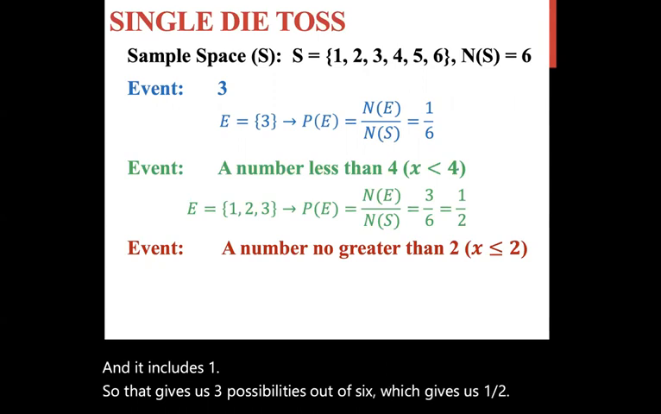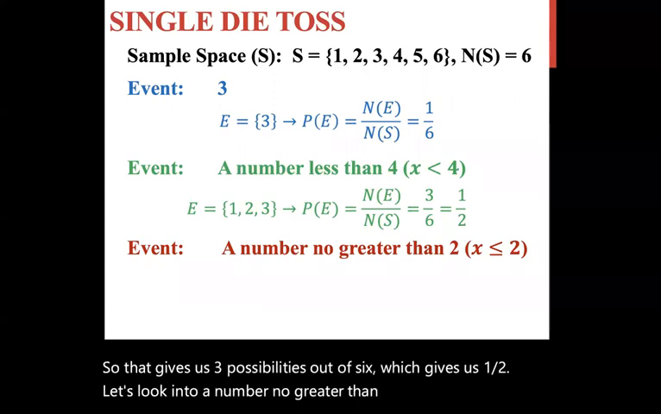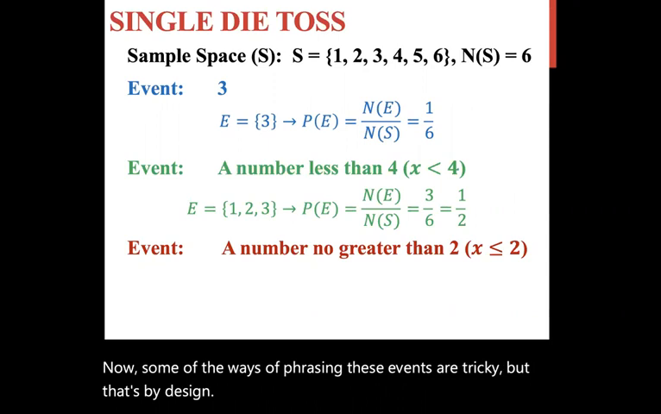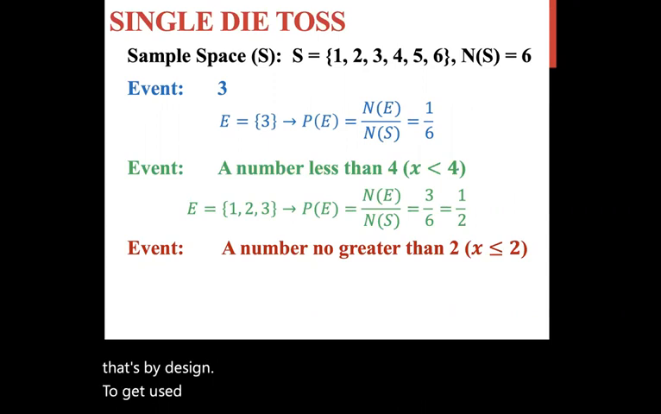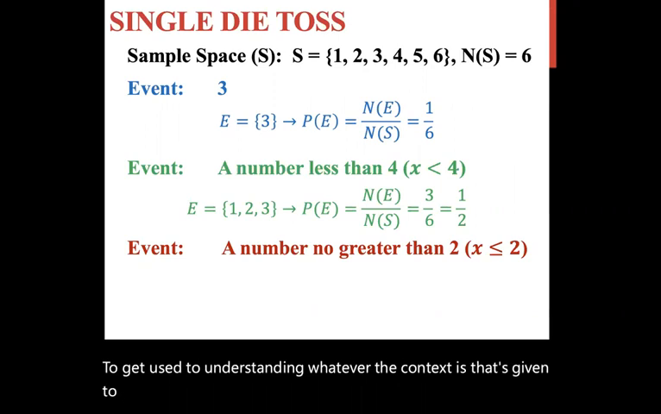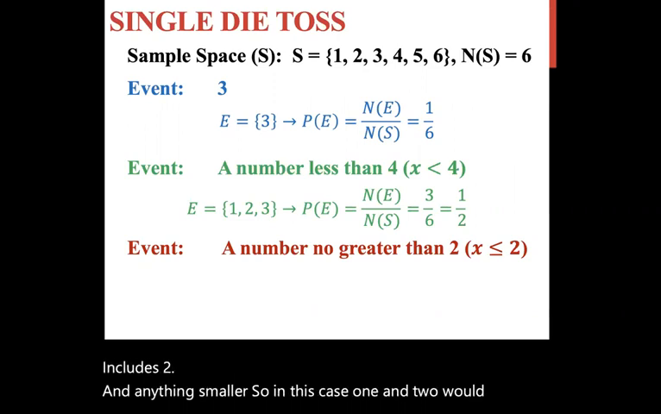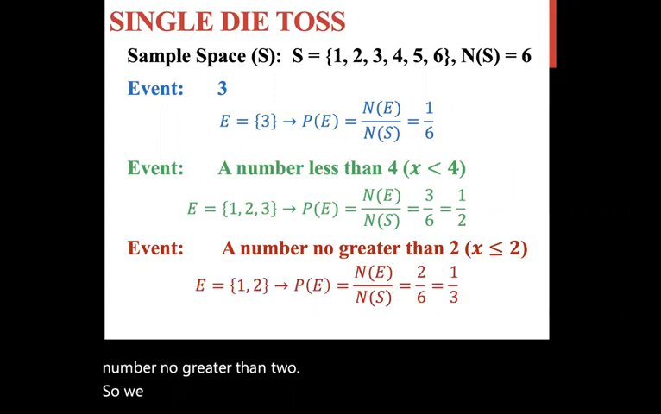Now let's look into a number no greater than 2. Some of the ways of phrasing these events are tricky, but that's by design, to get used to understanding whatever the context is that's given to us. So a number no greater than 2 includes 2 and anything smaller. In this case, 1 and 2 would satisfy a number no greater than 2. So we have 2 out of 6, which simplifies to 1/3.